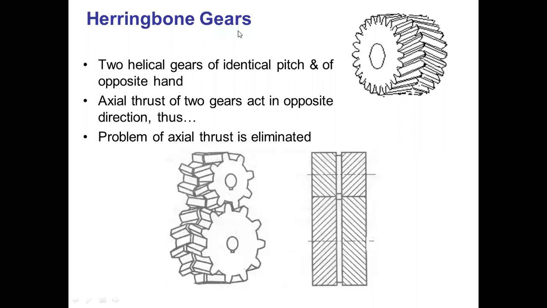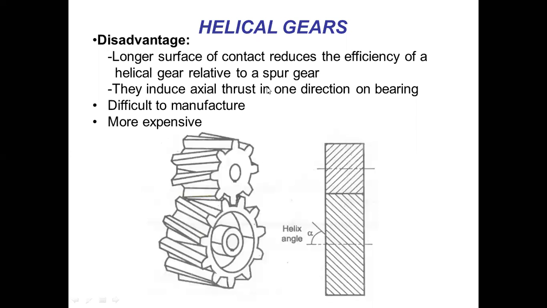Herringbone gear. Sorry, I have left one point here, that is the orientation of the teeth. Suppose I consider this is a pinion, because we call the small part a pinion, and this is the gear.